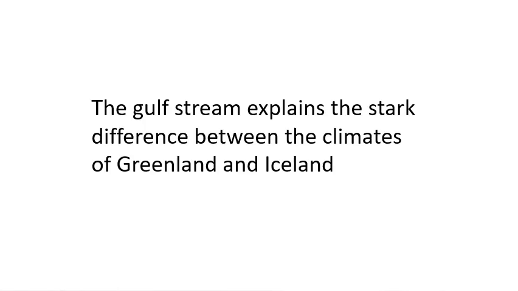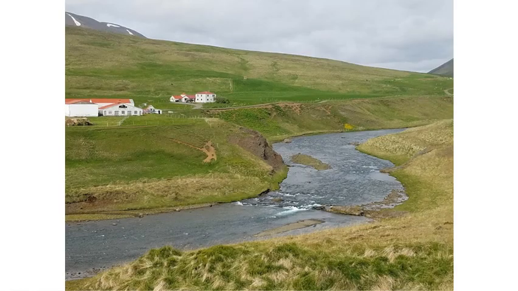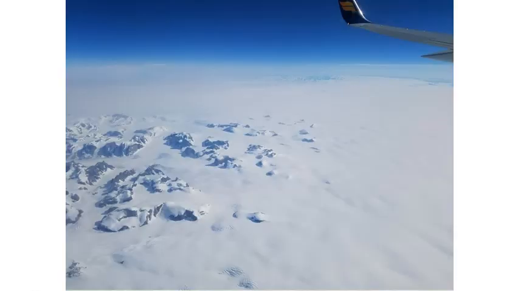Now, the Gulf Stream also explains some very stark differences between the climates of Greenland and Iceland. Here is Iceland, and you see Iceland, it's not very icy. Iceland is actually very green, and you might have heard that before. There's lots of grass. It's almost lush, especially in the summertime. And here's Greenland. Greenland is very icy. There's very little green at all.